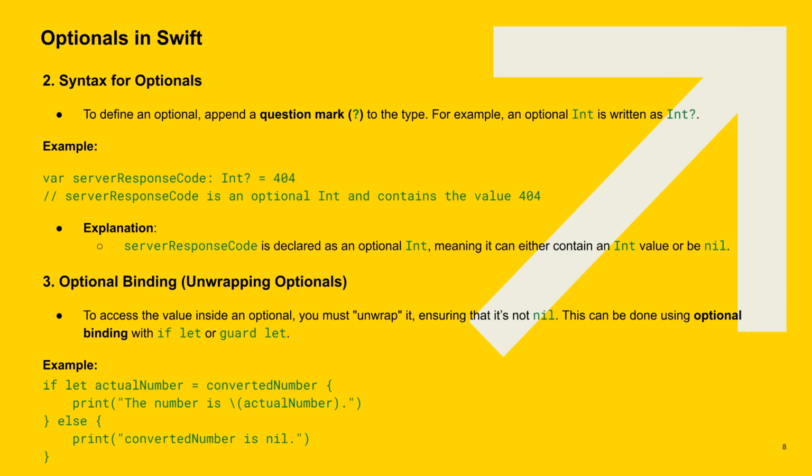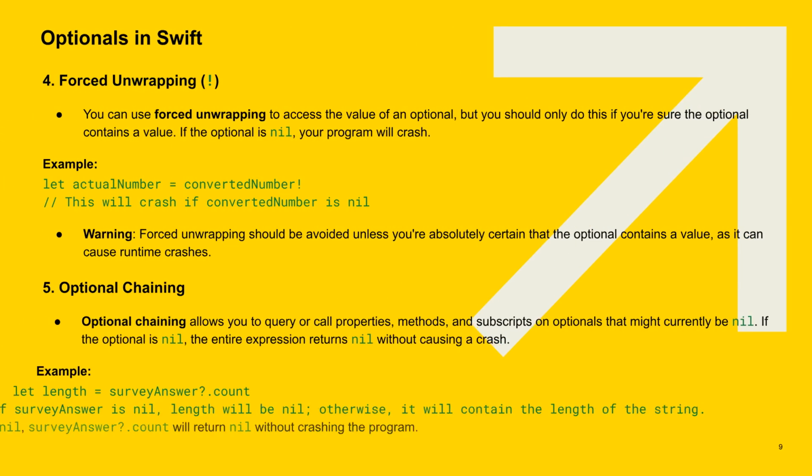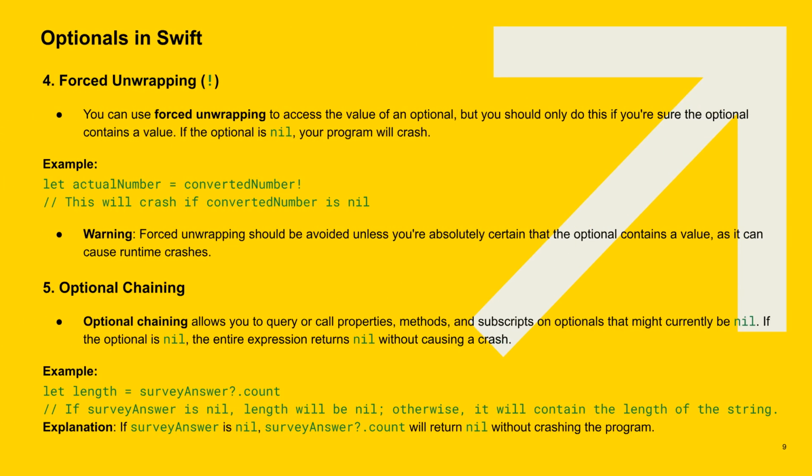To access the value safely, you must unwrap it using optional binding with if-let or guard-let. Forced unwrapping using an exclamation mark accesses the value but will crash your program if the optional is nil. Use optional chaining with a question mark to safely query or call properties on optionals that might be nil, returning nil if the optional is empty.